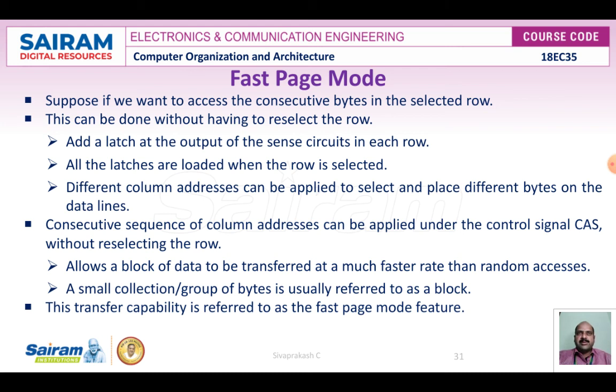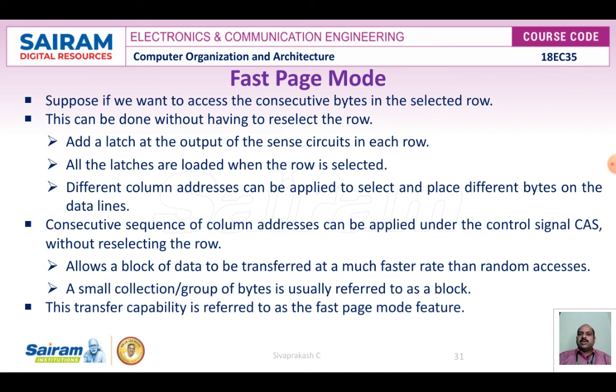This scheme allows transferring a block of data at a much faster rate than can be achieved for transfers involving random addresses. The block transfer facility is referred to as the page mode feature. Popularly, we can say a small group of bytes is a block and a larger group is a page. So the faster rate attainable in block transfers can be exploited in applications in which memory access follows regular patterns, such as in graphical terminals.